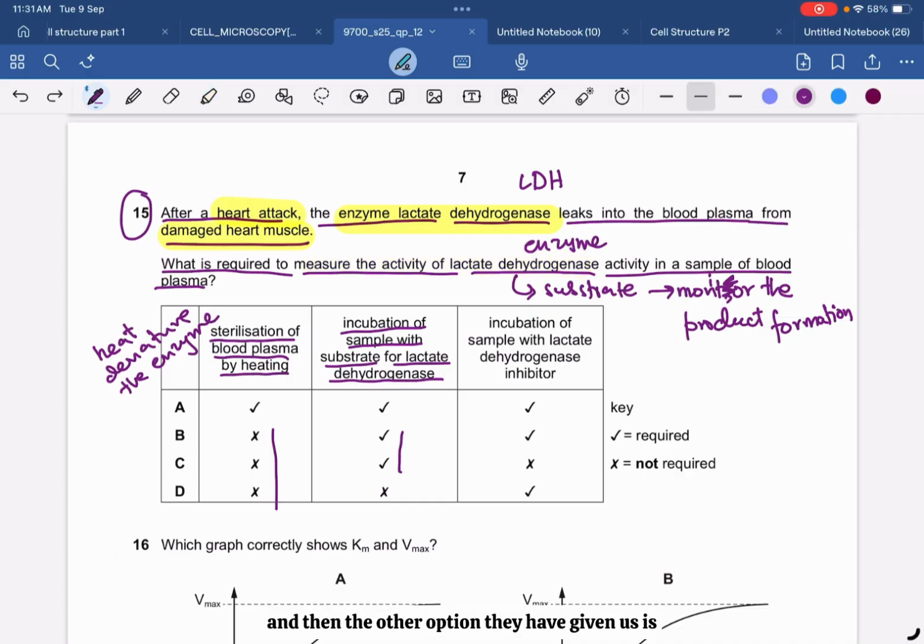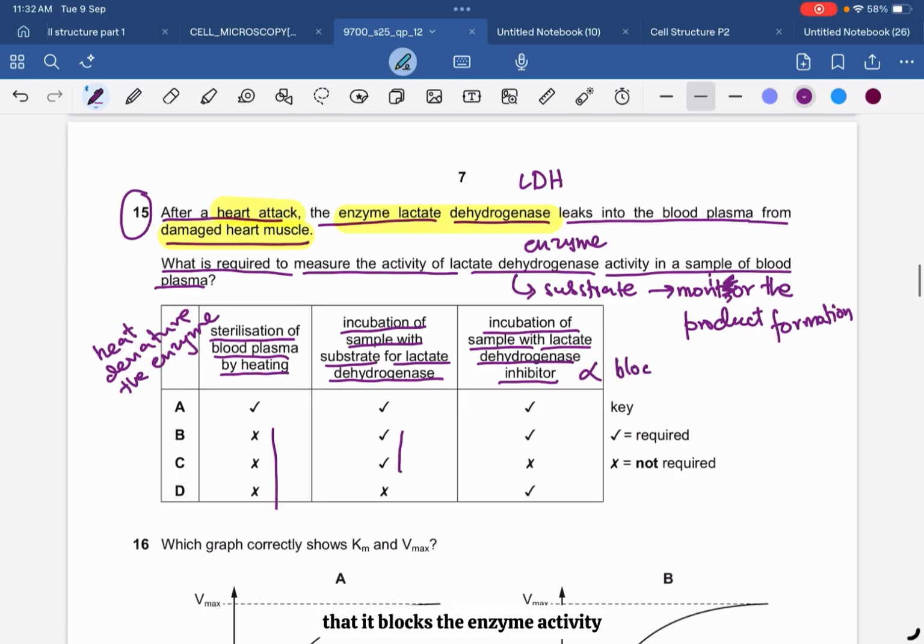The other option they have given us is incubation of the sample with a lactate dehydrogenase inhibitor. This is also incorrect, because if we introduce an inhibitor in the plasma, we know that it blocks or reduces the enzyme activity, right? So this would prevent the measurement of the activity of the LDH enzyme. It won't be suitable, because obviously it is an inhibitor and it will block the activity of the enzyme.